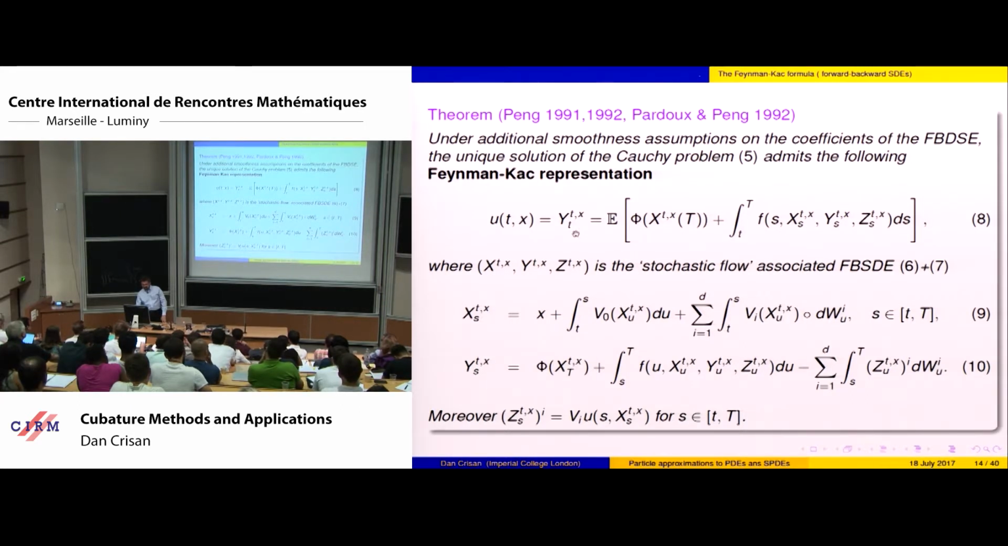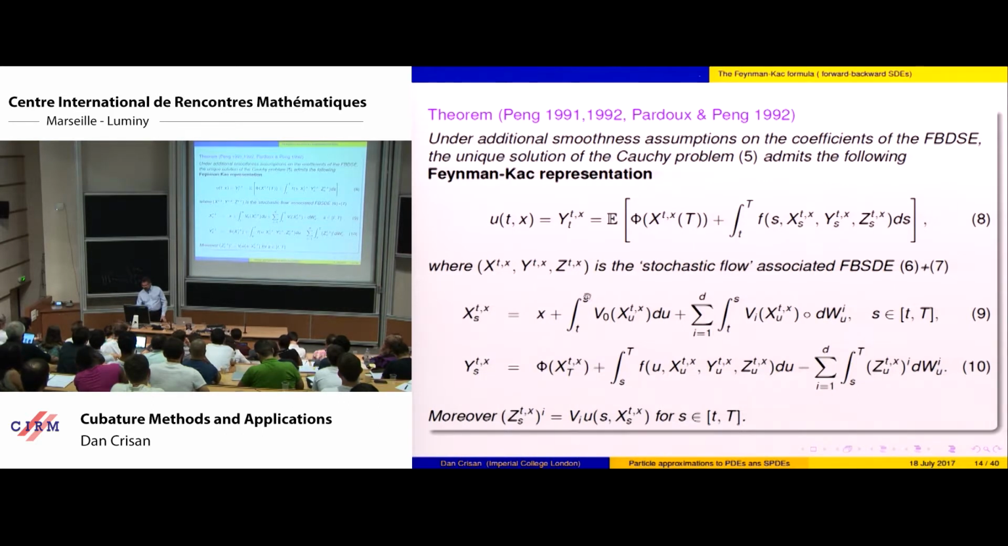So this quantity here gives you exactly the representation of the solution of the semilinear PDE. So the solution of the semilinear PDE at time t evaluated at x is exactly equal to this quantity. And you can prove that this is deterministic, even though you think that actually it's random.